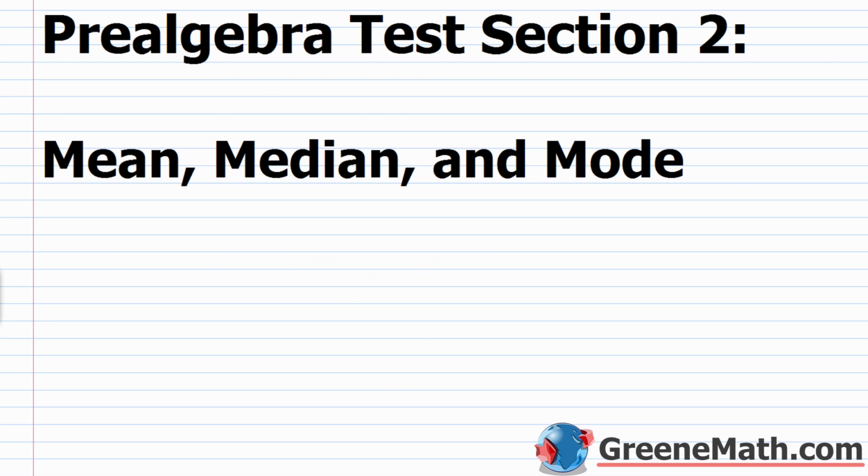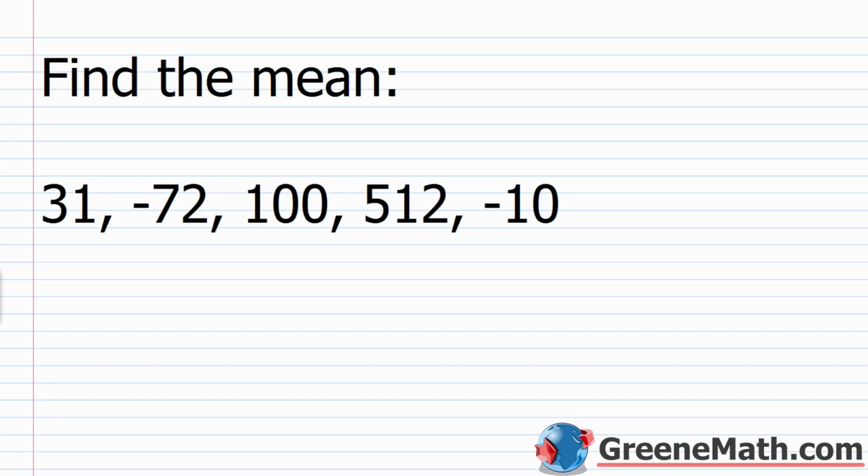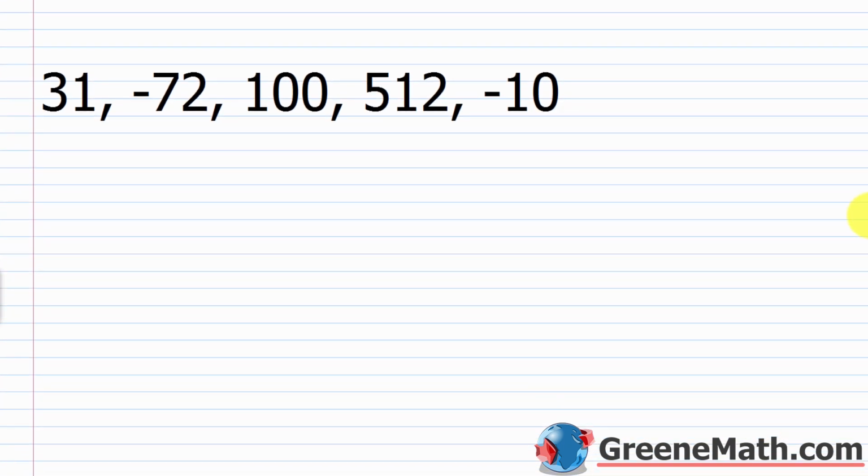Hello and welcome to Pre-Algebra Test Section 2 on finding the mean, median, and mode for a group of numbers. All right, so again, we want to just find the mean here. And another word to say find the mean is find the average, right? You might be more familiar with that. So to find the average or to find the mean for a group of numbers, you're first going to sum the numbers. So we have 31, negative 72, 100, 512, and negative 10.